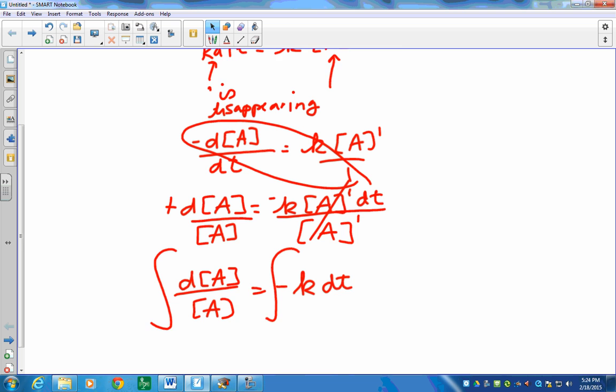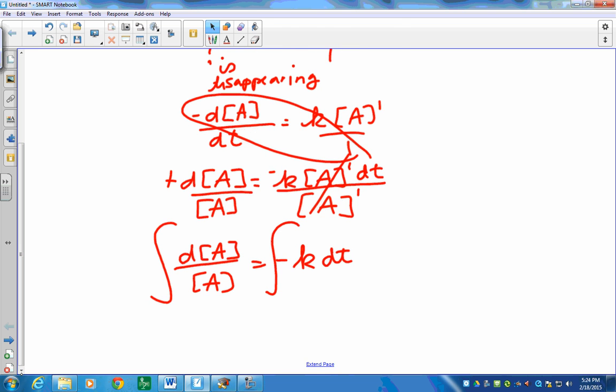Okay, so moving right along. What is the antiderivative of this? Oh, by the way, we're going to go from A equals A sub 0, that's where you start, the initial concentration, to A equals A sub t. And here we're going to go from t equals 0 to t equals some time.